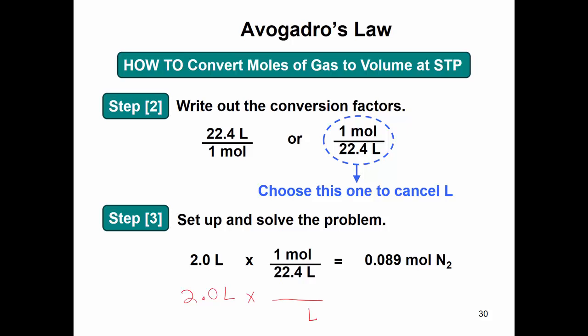Okay, we start all of our converting like this. Liters have to cancel, so we put 22.4 liters per 1 mole. So we picked this one here because liters has to be in the denominator for those to cancel. And this is moles of nitrogen. Okay, it could be any gas. That's what's so unique about this law, is that it's always 1 mole for every 22.4 liters of any gas. So if we divide 2.0 by 22.4, we get 0.089 moles of nitrogen as our answer.